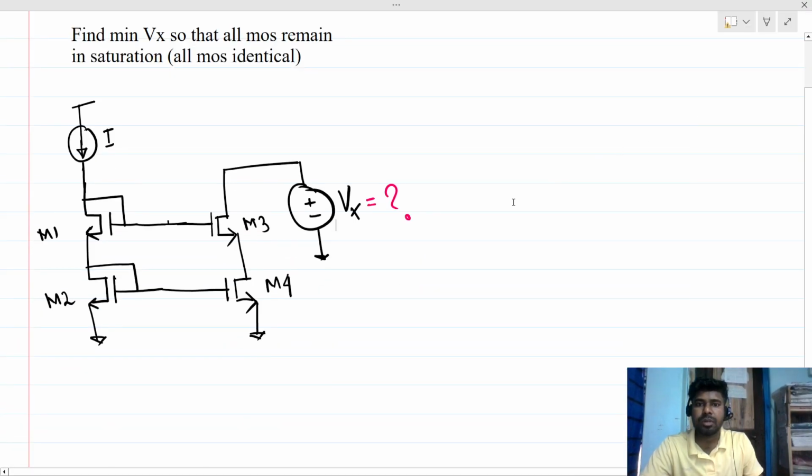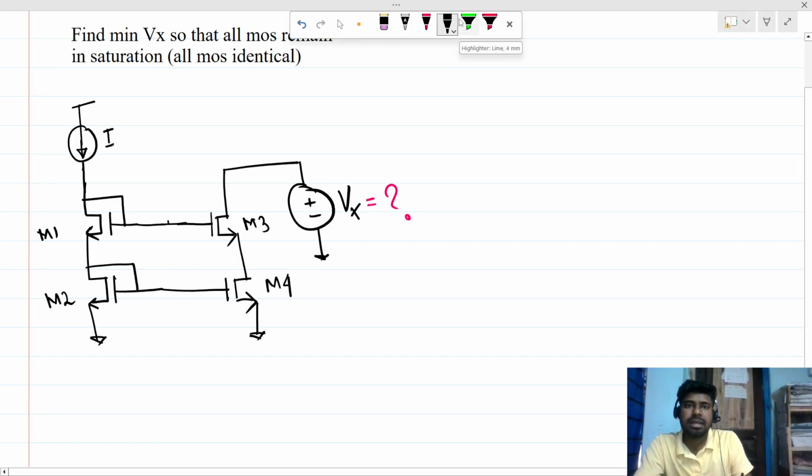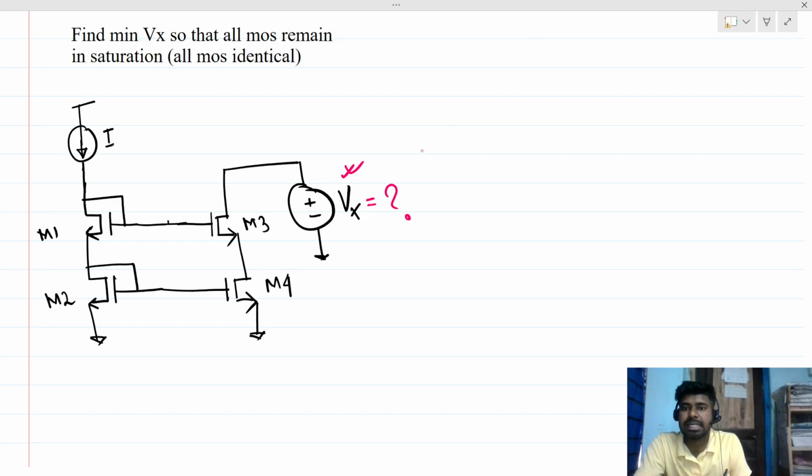So today we will be solving this interesting interview question. This is a MOSFET based circuit and we have to find the minimum of this Vx voltage. Let's say this is like a battery. We need to find what will be the minimum voltage of this battery so that all of these MOSFETs remain in saturation.